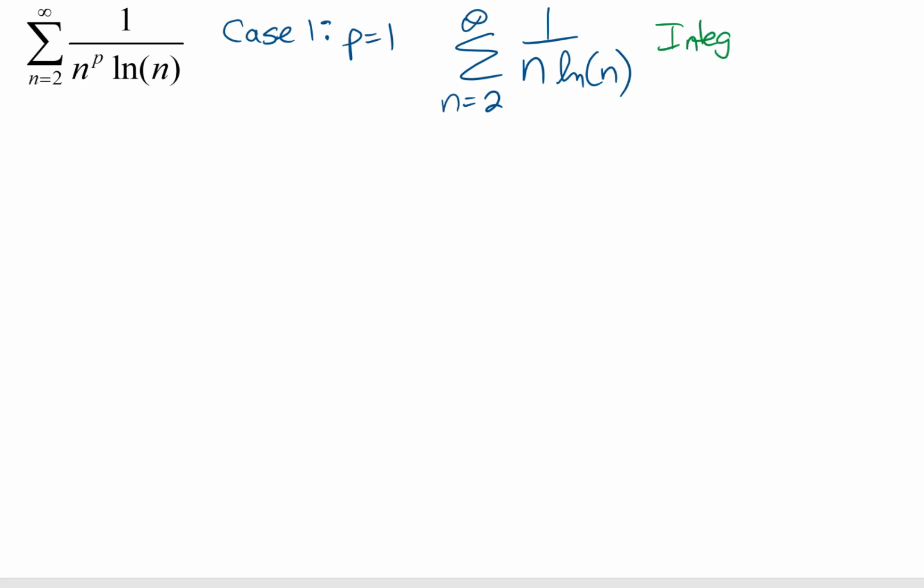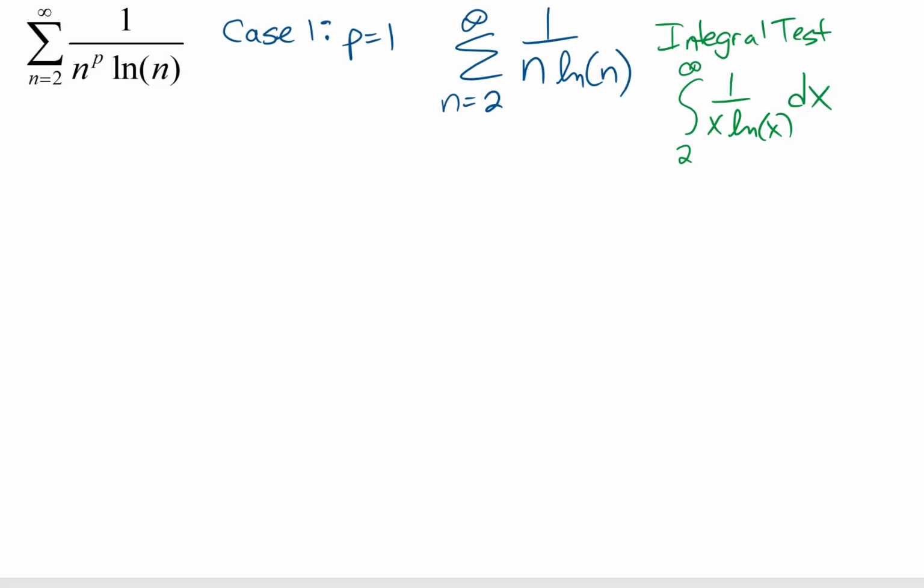Remember with the integral test that we can find the integral, and this would be from 2 to infinity, so it's an improper integral. You'll want to set it up and then use the limit as b goes to infinity, but you're going to find the integral of 1 over x natural log of x dx.